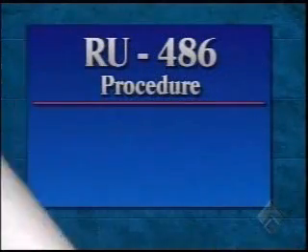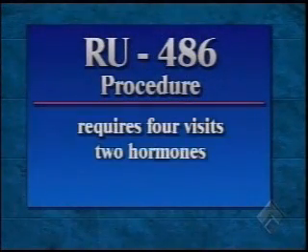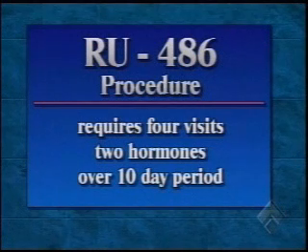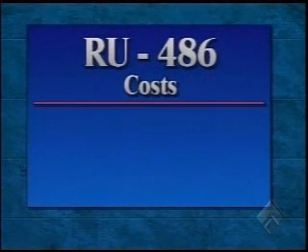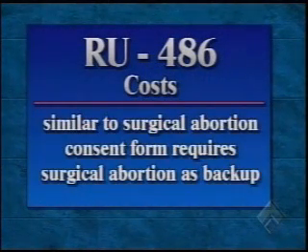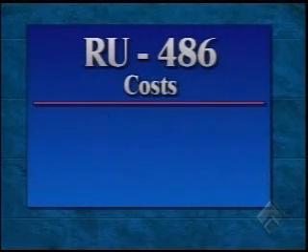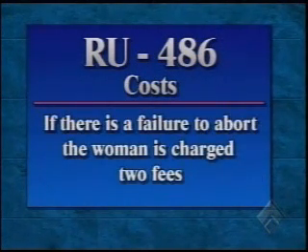In France, RU-486 requires 4 visits to the abortion facility for the 2 powerful hormones to be given over a 10-day period. It costs more, or at least as much, as the surgical abortion. The RU-486 consent form requires that if the chemical abortion does not work, the woman will immediately have a surgical abortion for a second fee. The abortion clinics can charge the woman for 2 abortion procedures, RU-486 and the surgical abortion.